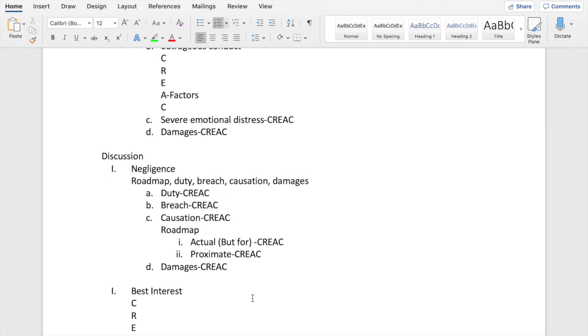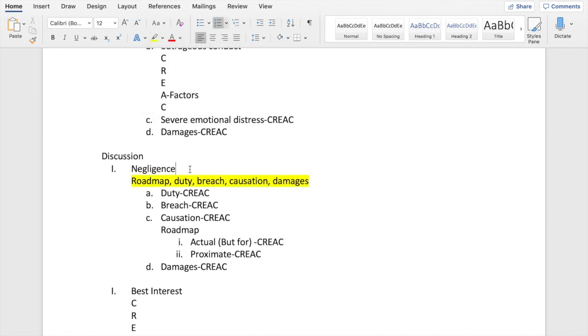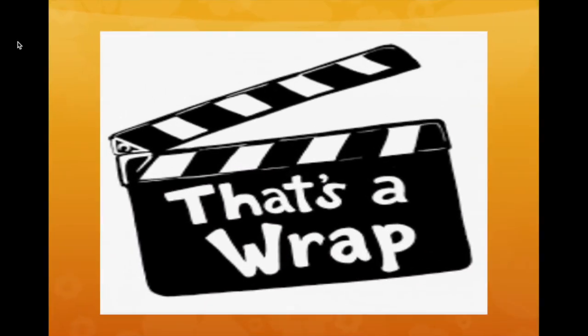So likewise, if you had a single claim for negligence and multiple elements, you would have a CREAC for each element and a roadmap before all of your CREACs. So right there, we see roadmap. So remember, if sometime in the future you should happen to have a single legal claim with multiple different elements required to meet that claim, each element will get a CREAC, and before all of them, you'll have a single roadmap. All right, that's a wrap.